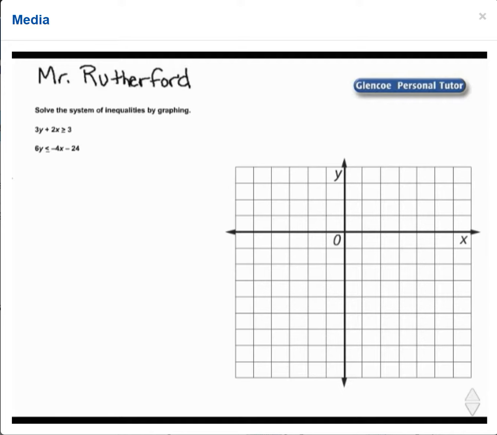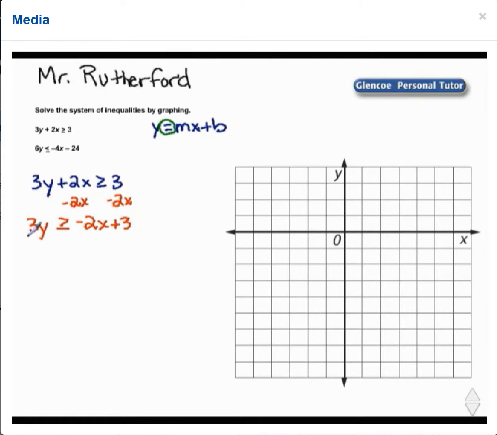The first thing we're going to do in order to graph these two inequalities is to rewrite both of them into slope-intercept form. Remember that slope-intercept form is y equals mx plus b. Now notice in this situation we do not have an equal sign, we have two inequalities, but we're still going to use the same idea. So this means that in the first inequality we're going to subtract 2x from both sides. So we'll have 3y is greater than or equal to negative 2x plus 3.